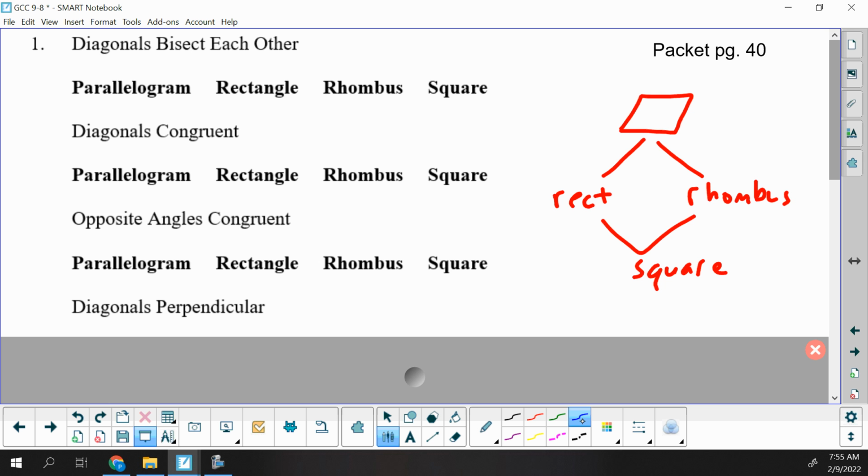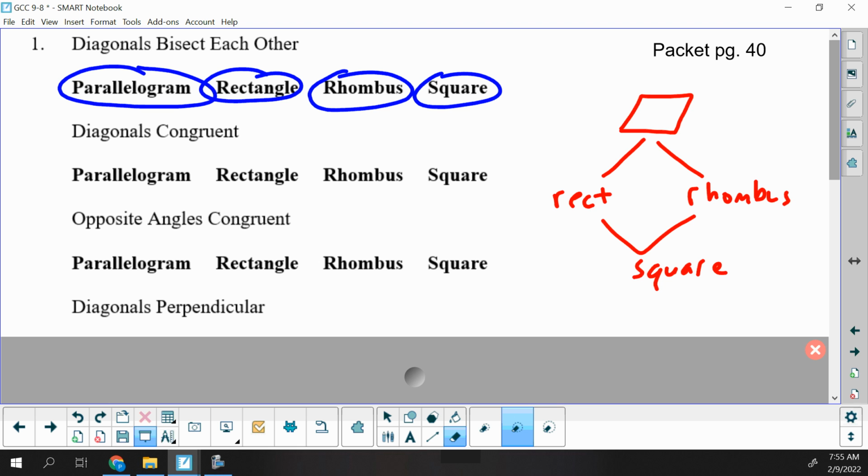So the ones below it in the flowchart have the properties of the ones above. So diagonals bisect each other. We want to think about on our study card, what's the first figure that we have that implies diagonals bisect each other? And the first one that has that is the parallelogram. Well, because the parallelogram has that, all the ones beneath it on the flowchart have it, so does rectangle, rhombus, and square.